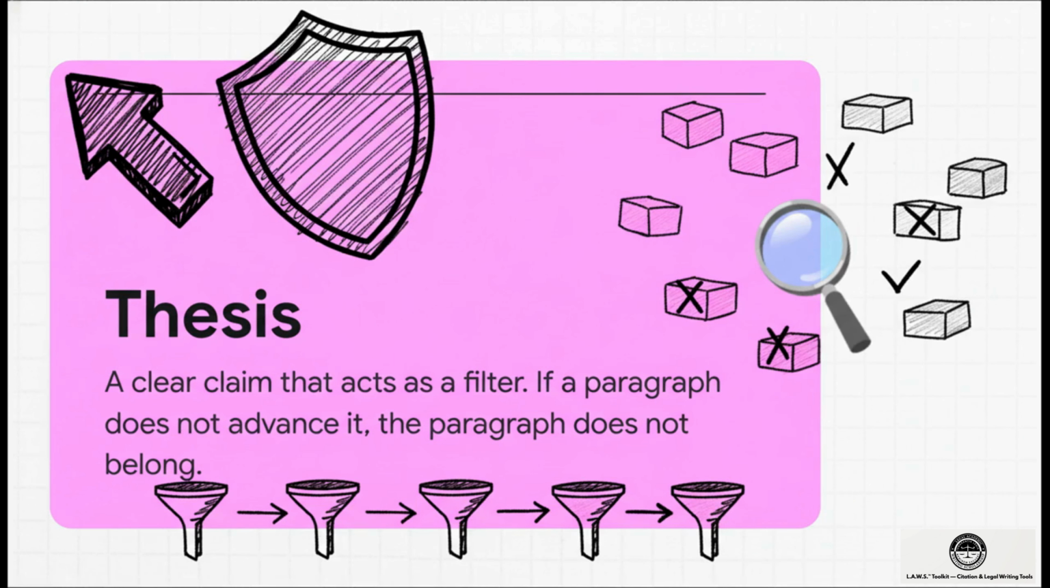And here's what that one sentence is. It's your thesis. It's not just a topic, it's a claim. And you've got to think of it as the ultimate filter, like a bouncer at a club. For every single paragraph you write, you have to ask, does this directly help my one-sentence thesis? If the answer is no, it's got to go.